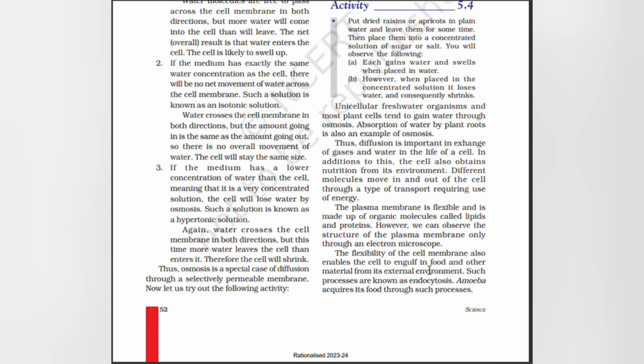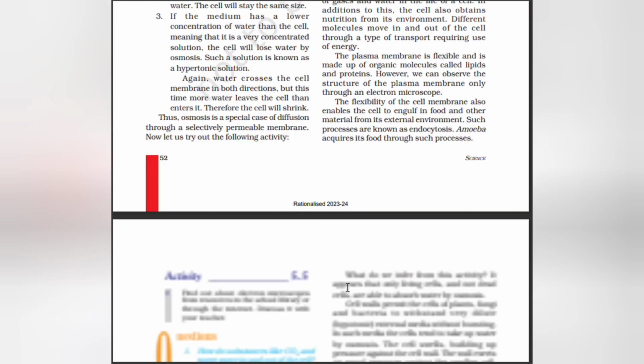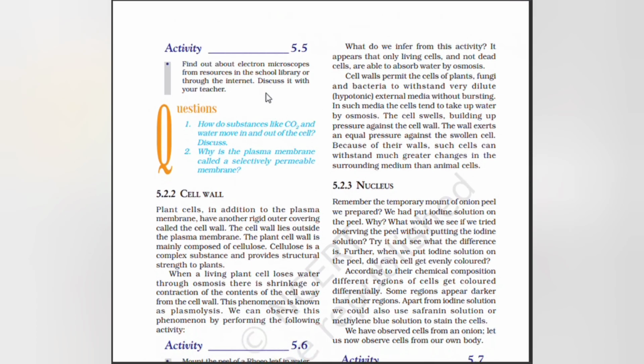The flexibility of the cell membrane also enables the cell to engulf food and other material from its external environment. Such processes are known as endocytosis. Amoeba acquires its food through such a process. Find out about the electron microscope from resources in the school library or through the internet.